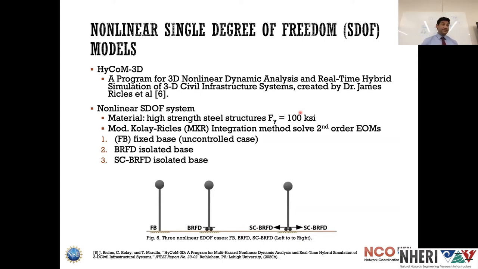During some of the tests, an electric actuator broke, so we moved on to numerical analysis only. I was able to model some nonlinear single degree of freedom structures using a high strength steel of about 100 ksi yield strength. I created three of them with different controls. One is a fixed base that is just stiff to the ground. Another has a BRFD base isolated base. And the third one has a self-centering BRFD base isolated base.